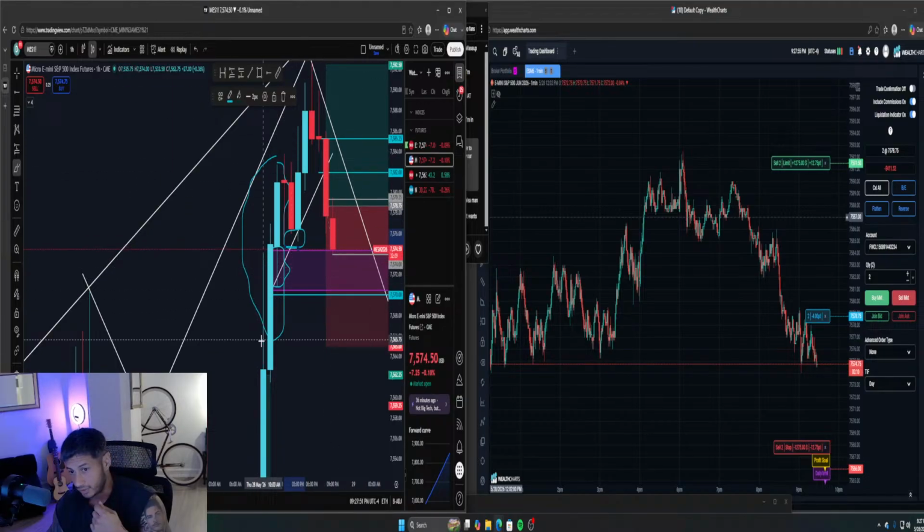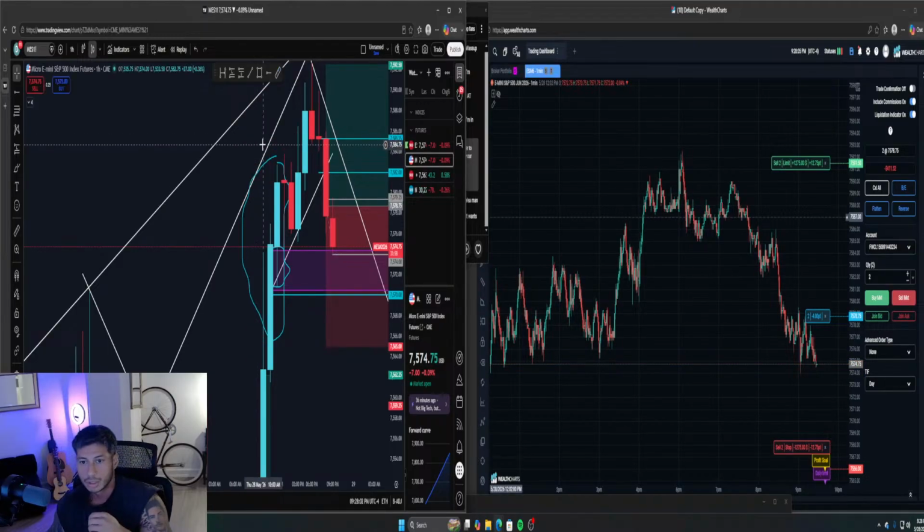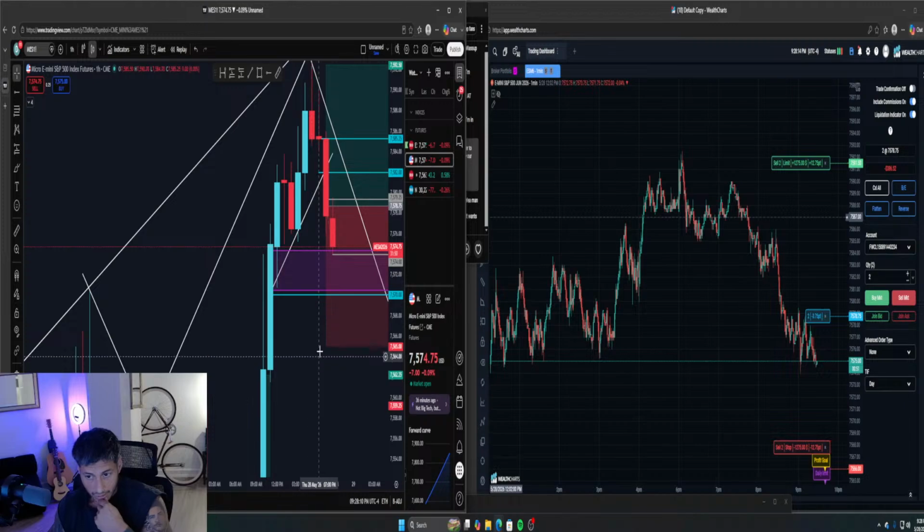So that's why I have this purple rectangle marked up, because as of right now, that rectangle to me is a zone of interest, because we got to see what price does when it gets there. So until price does whatever it's going to do there, I'm not going to do anything. I got to wait to see if price respects this rectangle.